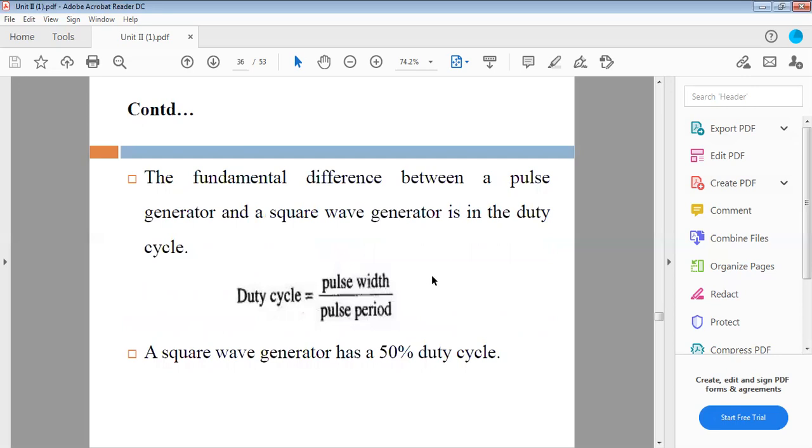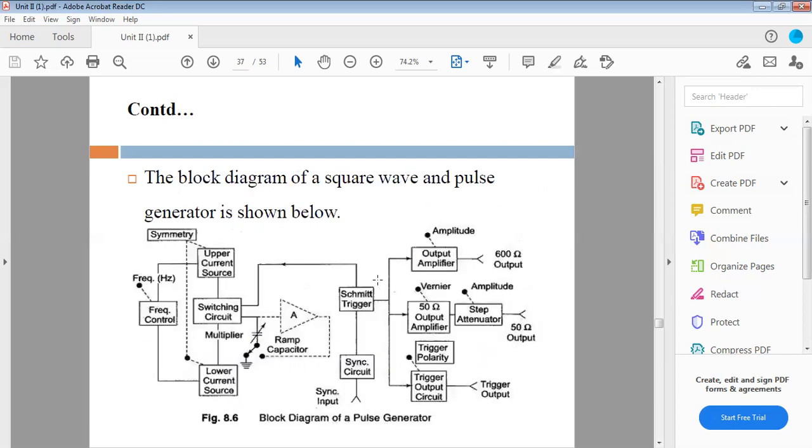The fundamental difference between a pulse and a square wave generator is the duty cycle. Duty cycle is defined as the ratio of pulse width to the pulse period, that is, T on to T on plus T off, the total on time to the total time period. If we have a duty cycle of 50%, then it is generating a square wave. If it has a non-50% duty cycle, then the output is called a rectangular pulse.